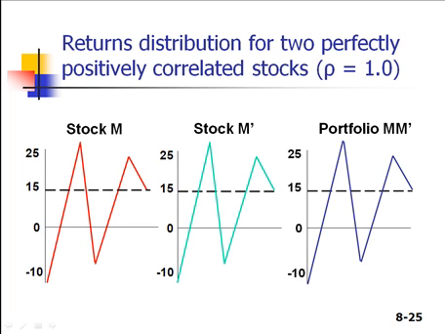Any time, though, that you've got anything other than perfect positive correlation, you can combine the two stocks in a portfolio so as to reduce risk. And that's what I'm going to talk about next.